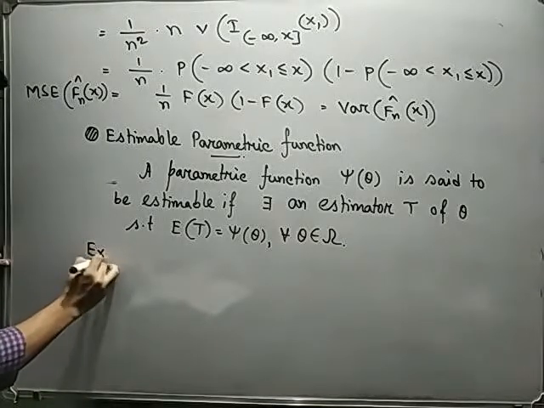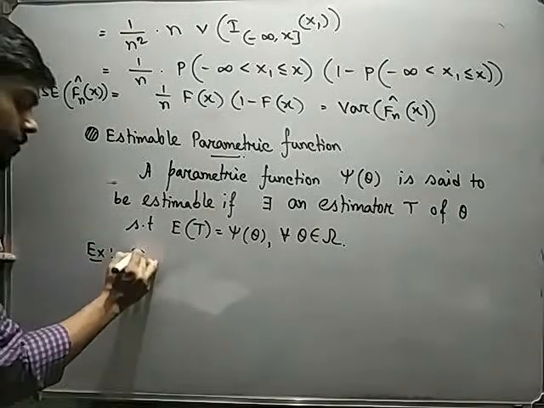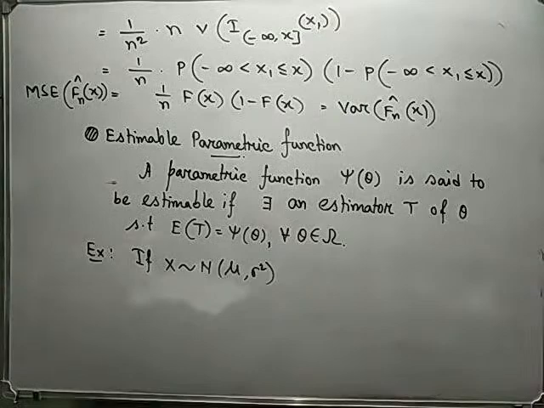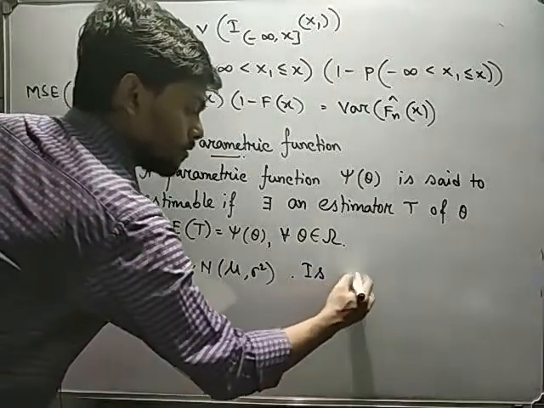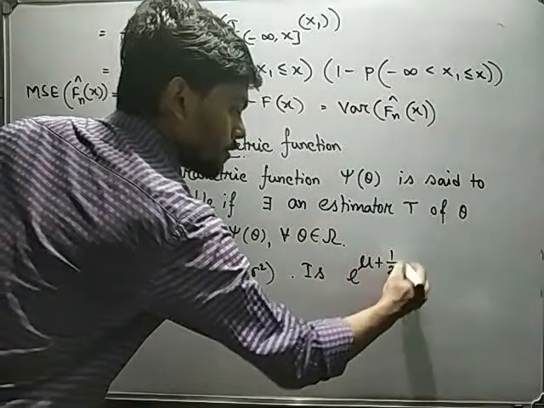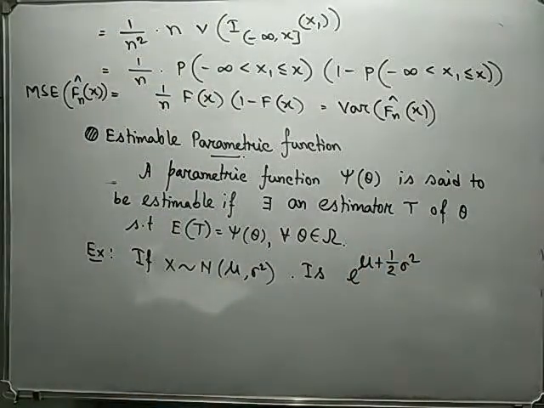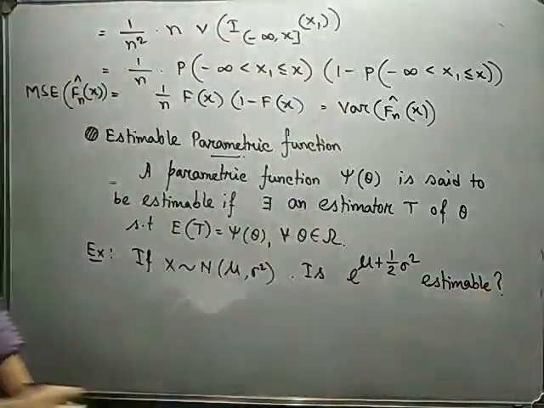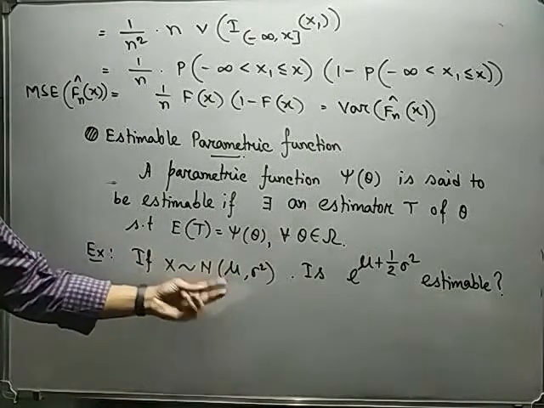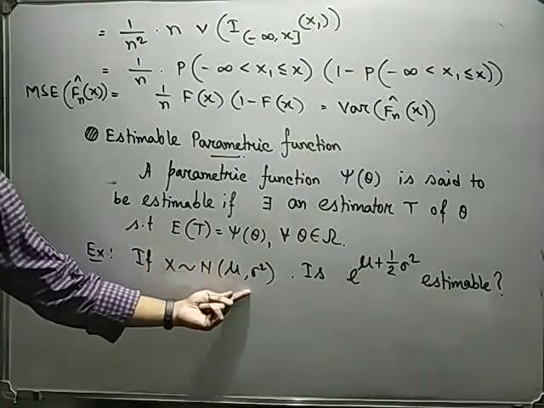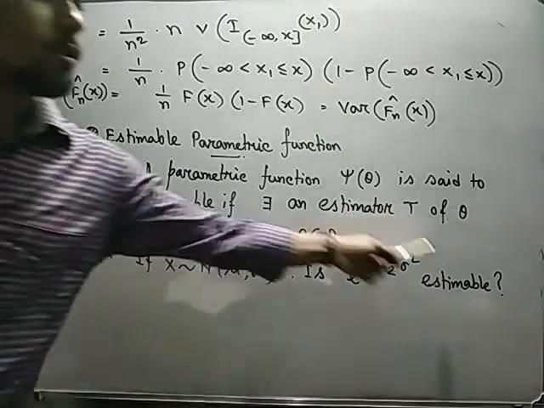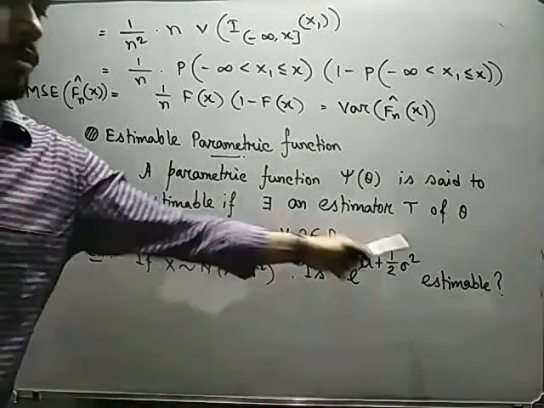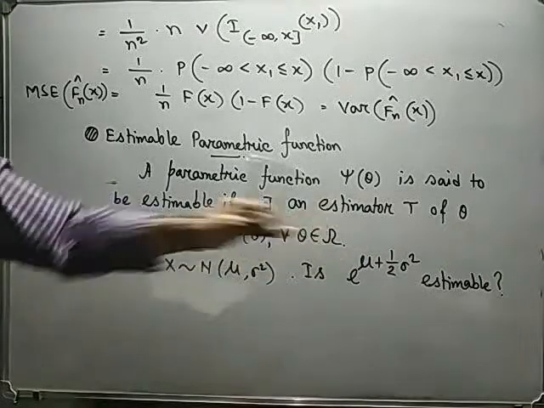So first example: if capital X follows Normal(mu, sigma square), then the question is, is e to the power mu plus half sigma square estimable? As we know, in Normal(mu, sigma square) we have two parameters, one is mu and another one is sigma square. And this is a function of mu and sigma square, so that's why it is a parametric function. Now the question is, is this parametric function estimable or not?